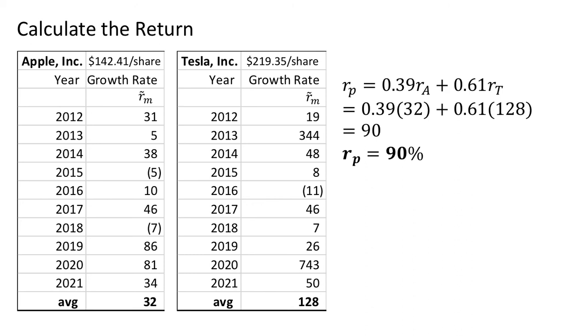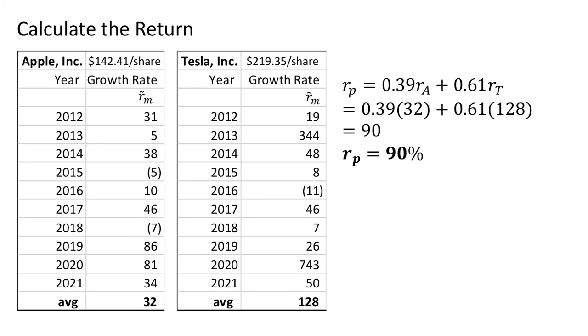and the day I buy these stocks, 39% of my portfolio is invested in Apple and 61% is invested in Tesla. Why? Because more dollars were spent to buy Apple than Tesla. So I take a weighted average of the annual growth rate of Apple Inc. and the average growth rate of Tesla Inc. over the same period.